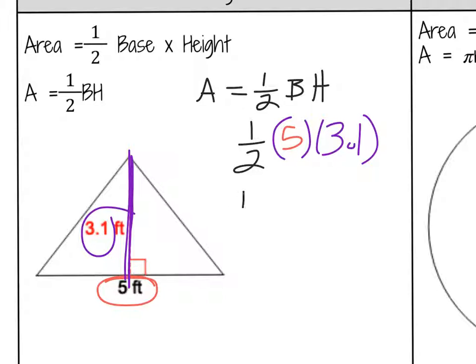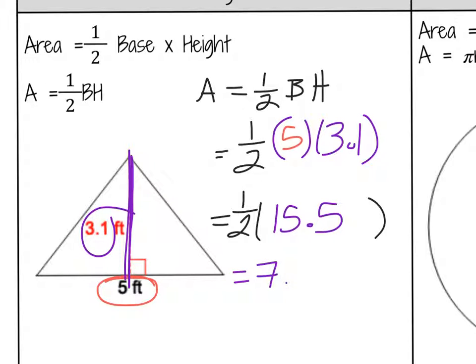I'm going to go ahead, take 5 times 3.1, and I get 15.5. And now I need to take half of that. So 1/2 times something is the same as dividing it by 2. So I'm going to take 15.5 divided by 2. I get 7.75 feet is my unit squared.